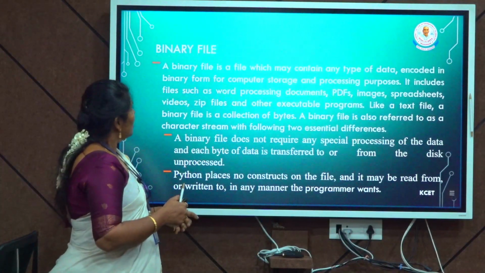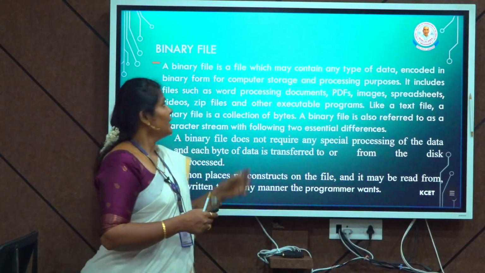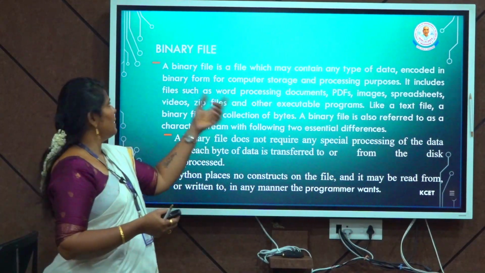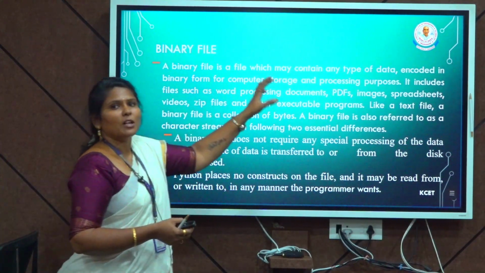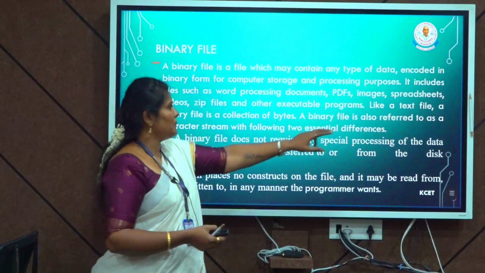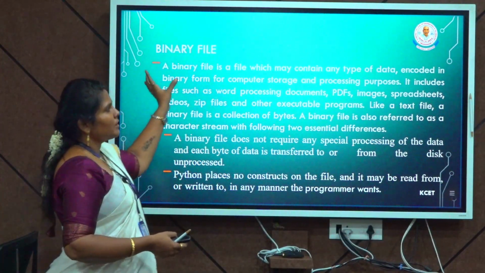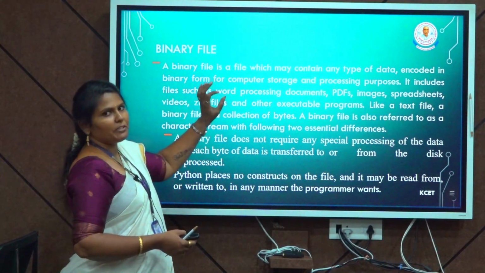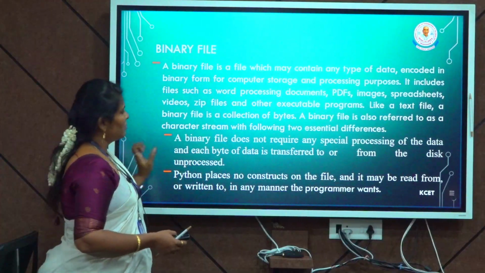If you are taking the binary file, it is a file which may contain any type of data, but it may be in an encoded binary form for computer storage purposes. It may be a PDF file, or a zip file, or a text file, or whatever it may be, but the ultimate form of this file is the binary form. So that is why it is called a binary file.